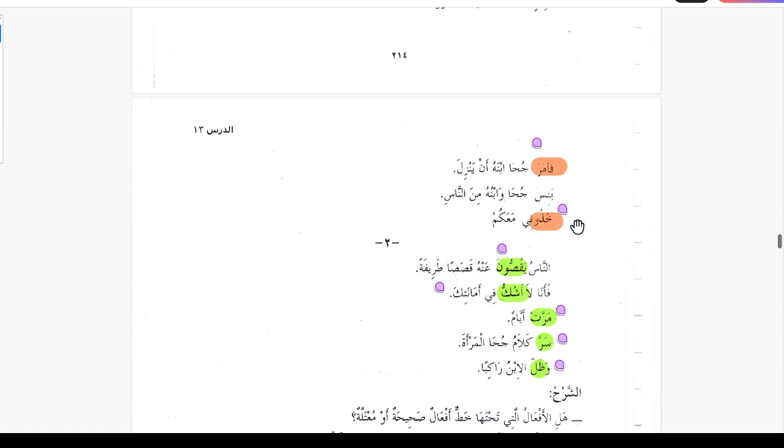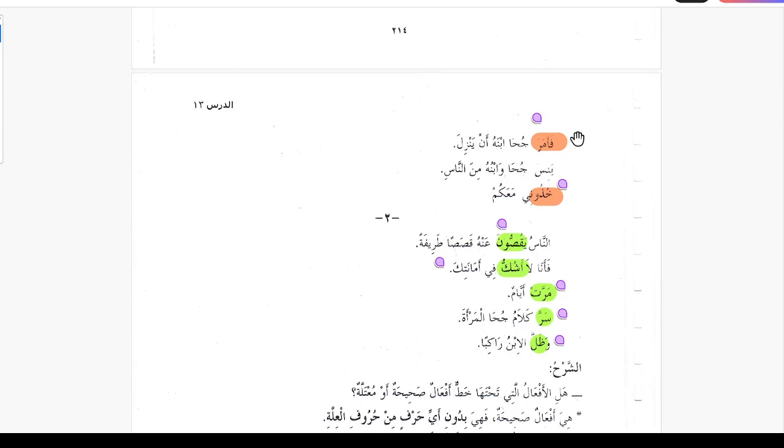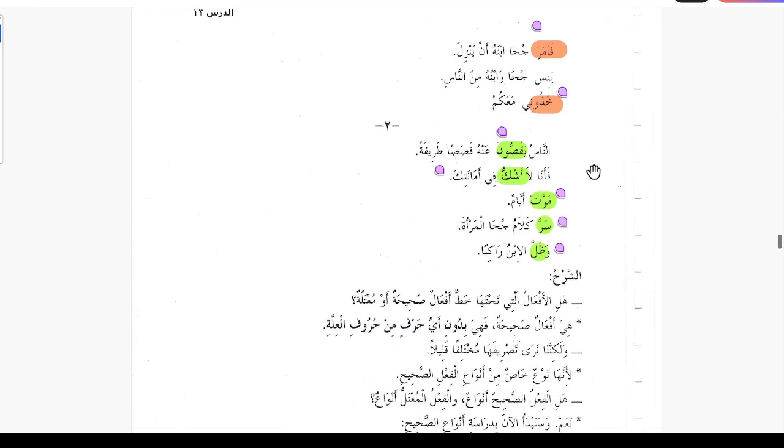So this was the first group of examples, and now we have a second one. In the first group, all the verbs that we have seen had Hamza as a root letter. Now let's see what is going on here.